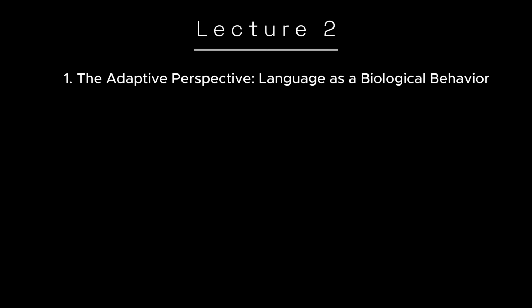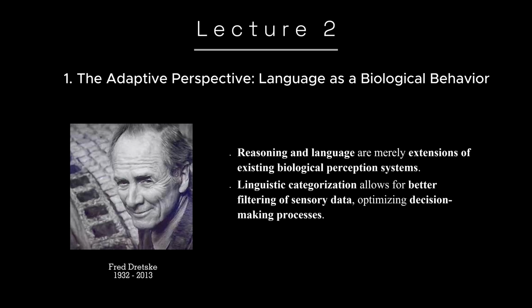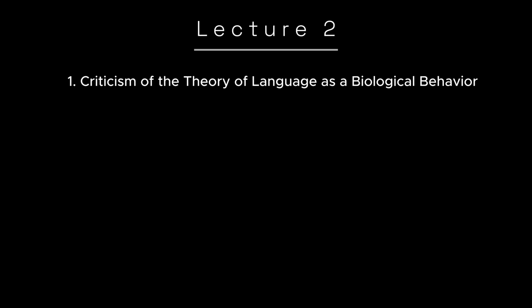Some other philosophers, such as Fred Dretske, similarly argue that: a. Reasoning and language are merely extensions of existing biological perception systems. b. Linguistic categorization allows for better filtering of sensory data, optimizing decision-making processes. While these theories are logically sound, they face one major challenge.